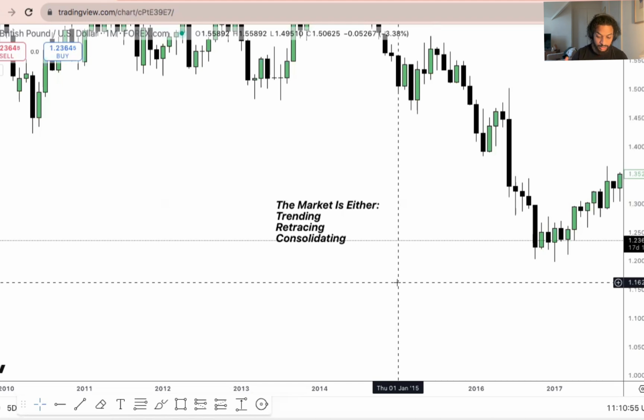Trending is obviously going in the intended direction of the trend, but you do get spells of retracement and consolidation where you may not have a clear, concise bias. So it's really important to understand these three things so that you're not getting mixed up when you're asking, am I bullish? Am I bearish? Am I pulling back? Or am I reversing? A reversal is very different from a retracement. It's not the same thing.